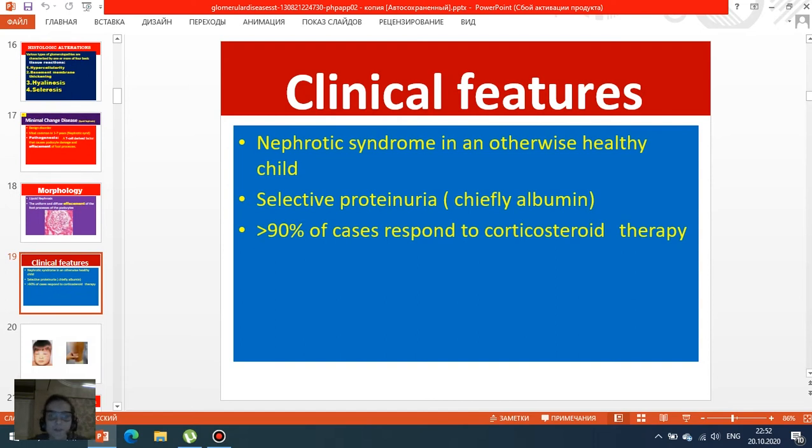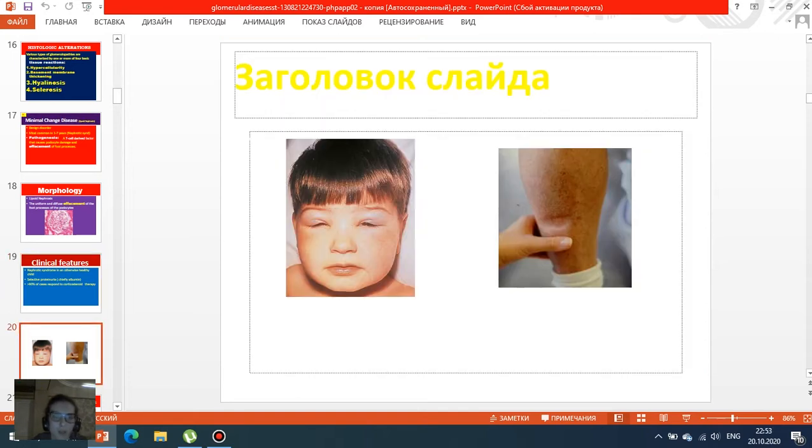Clinical features. Nephrotic syndrome in an otherwise healthy child. The patient has selective proteinuria, chiefly albumin, and more than 90% of cases respond to corticosteroid therapy. So in this picture you can see a child with nephrotic syndrome with lipoid nephrosis, and he has edema on his face and foot.